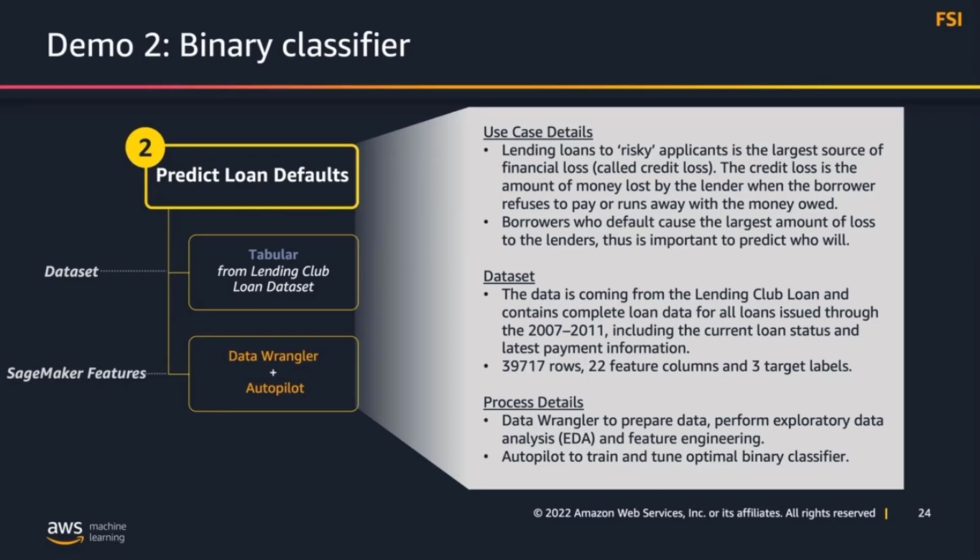In the second lab, we also take a tabular data set and run an Autopilot experiment with the data set. We try to train a binary classifier. It's a little bit different use case. We use the data from Lending Club, and it contains complete loan data for all loans, and we try to predict which loan is going to default and which is not.